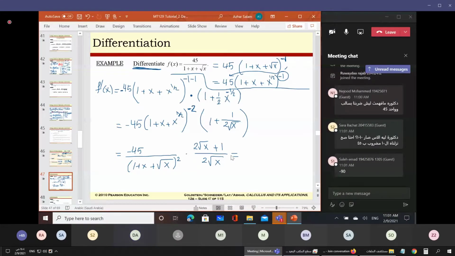Here I just simplify. Minus 90 square root of x minus, I can keep it out or distribute it, divided by 2 square root of x multiplied by 1 plus x plus square root of x, all squared. This is maybe the final result, the simplest answer that we can get.